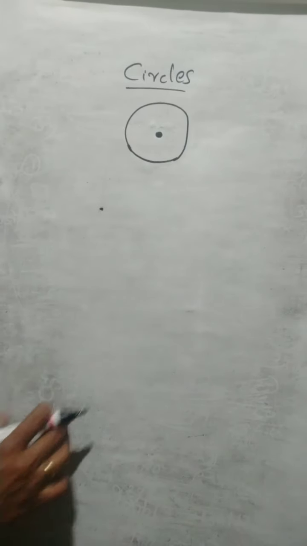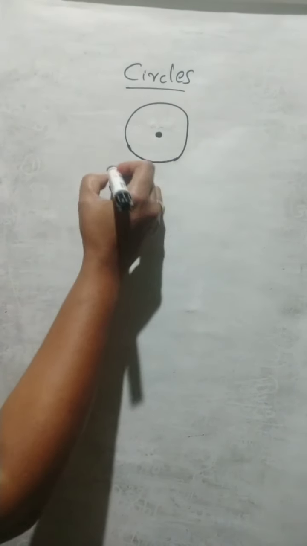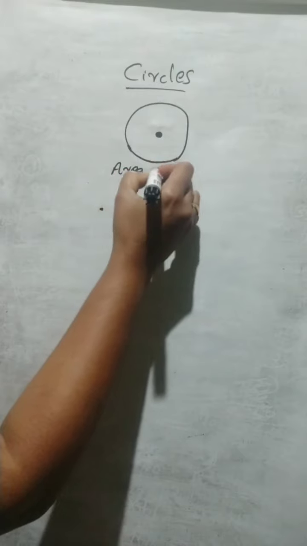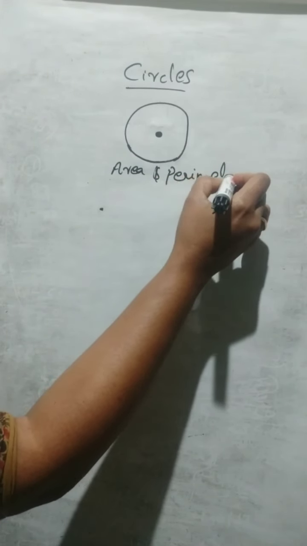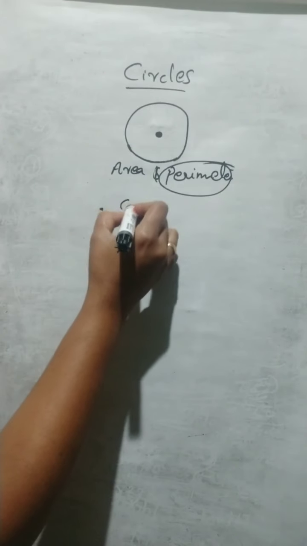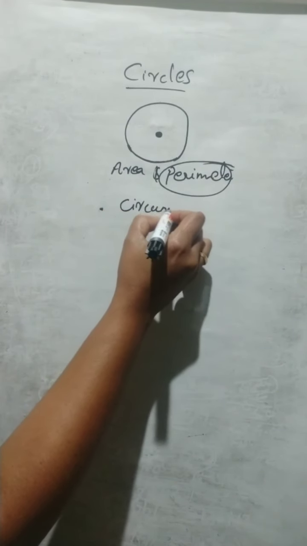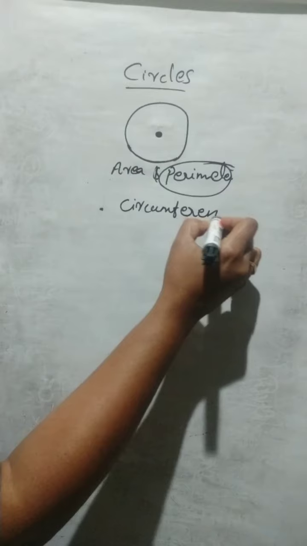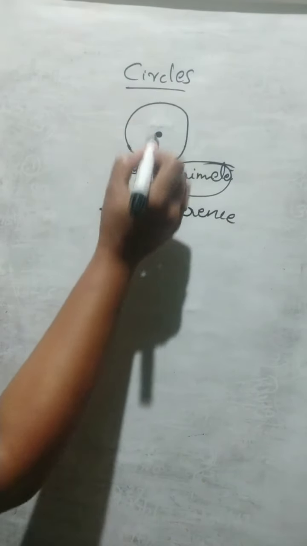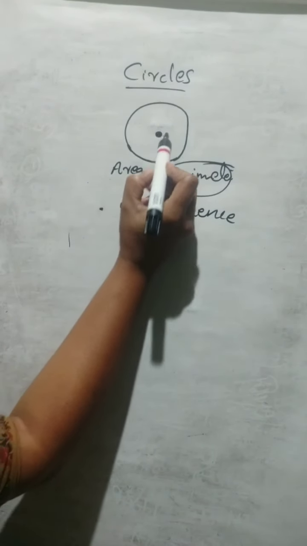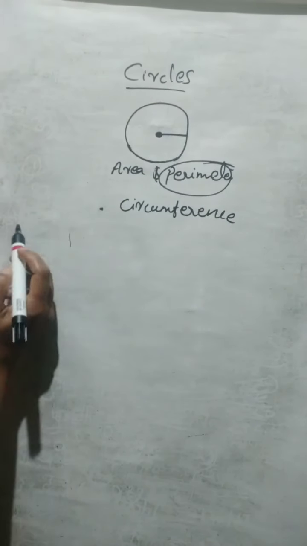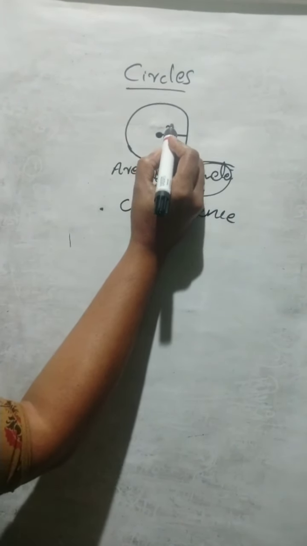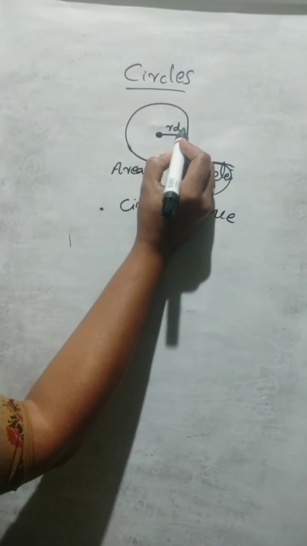Now we can study circles, area and perimeter of a circle. Here the perimeter of a circle is known as the circumference of a circle. This is the center. Then the distance from the center to any point on this circle is known as the radius. We can represent it by r.